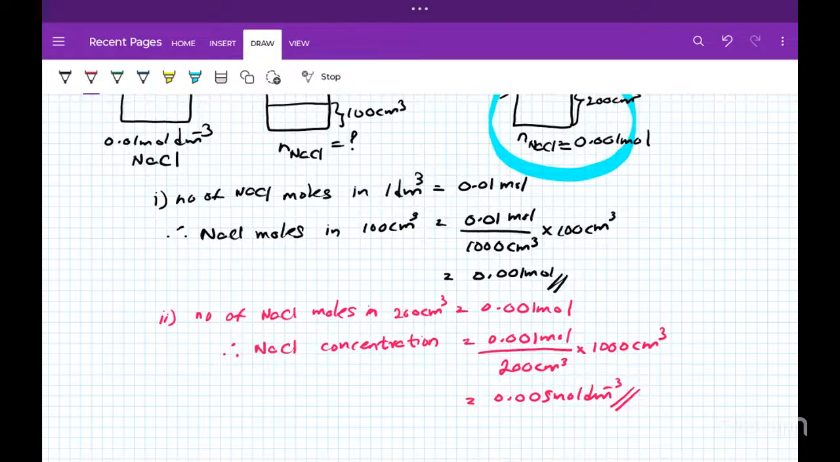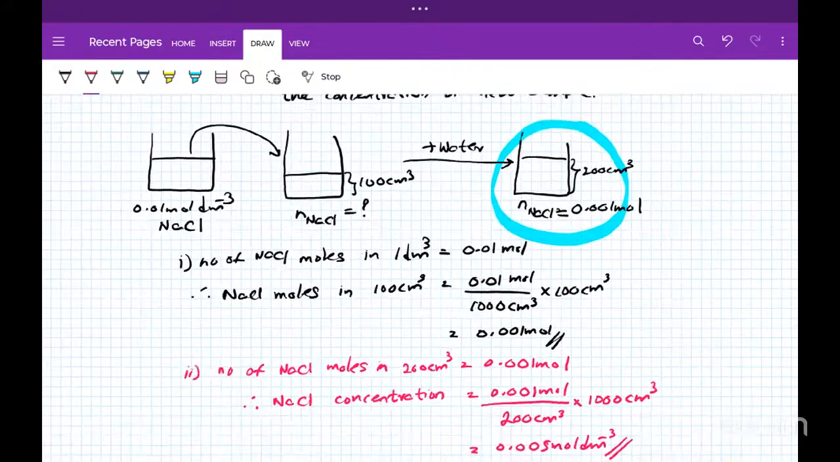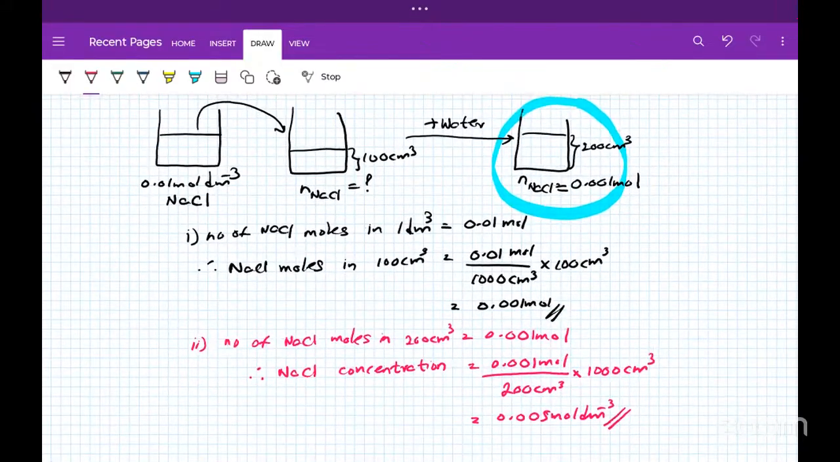Understood. Okay. We are playing with the concentration concept. For the concentration questions, visualization is a key.